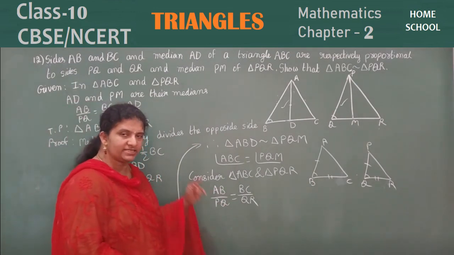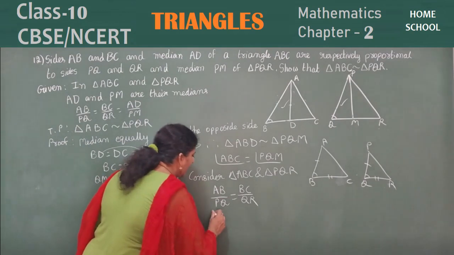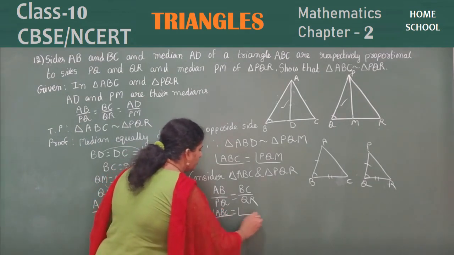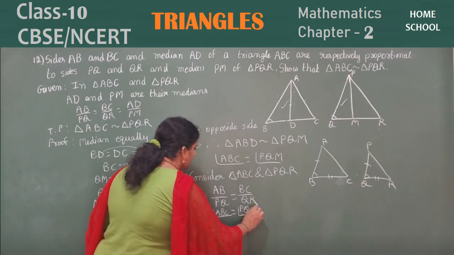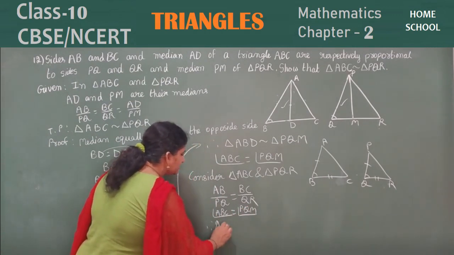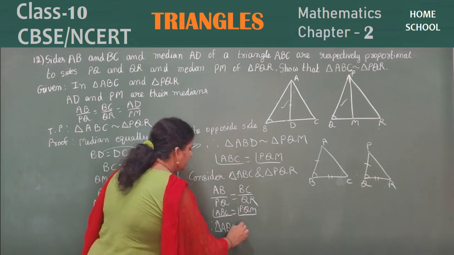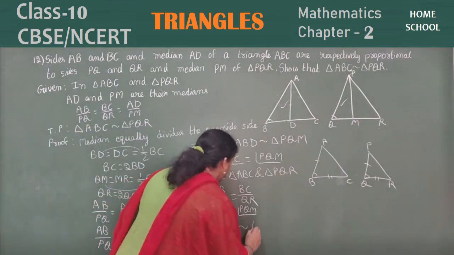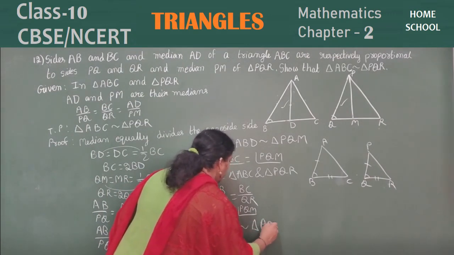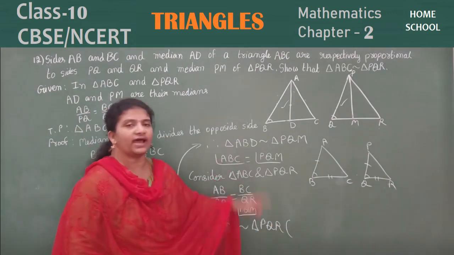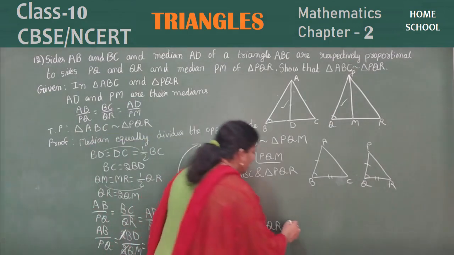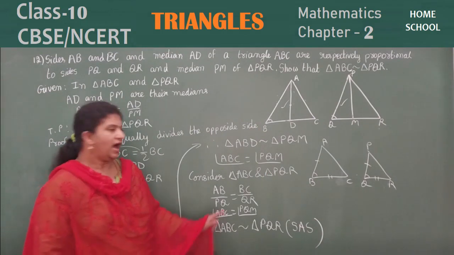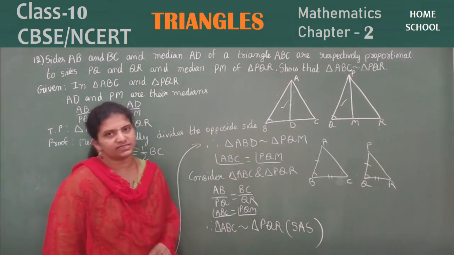We know already, it is given data. And now what we have proved now? Angle ABC is equal to angle PQM. Therefore, the two triangles are similar. Triangle ABC is similar to triangle PQR. How are we saying that two triangles are similar? By SAS similarity criteria, I can say that two triangles are similar.